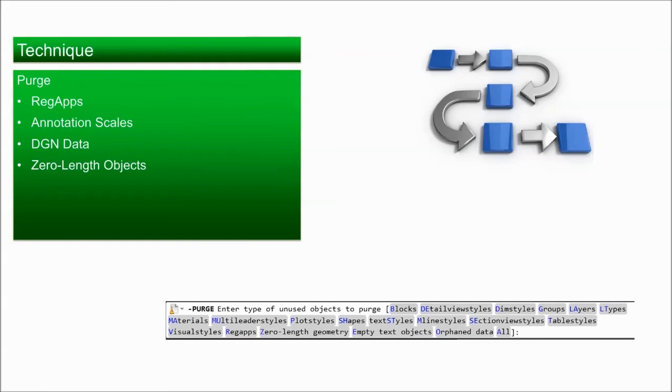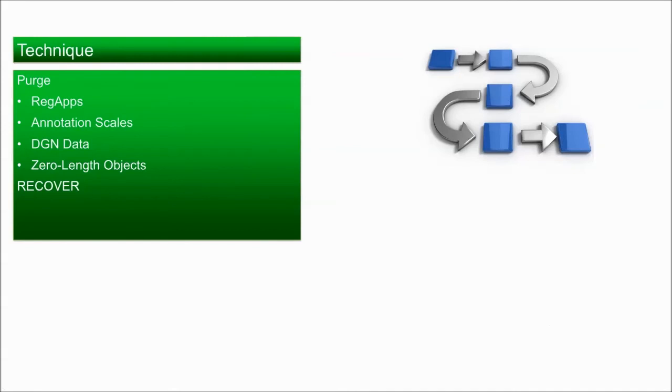Zero length objects. If you draw a line, you pick one point, and you pick that same point for the end point, the line has zero length. It's really, for the most part, not usable to us. And so Purge will look for those and erase those, as well as empty text objects. It is possible to create a piece of text that has no text in it. So it doesn't really make sense to have it in the drawing, so that's why it's available for Purge.